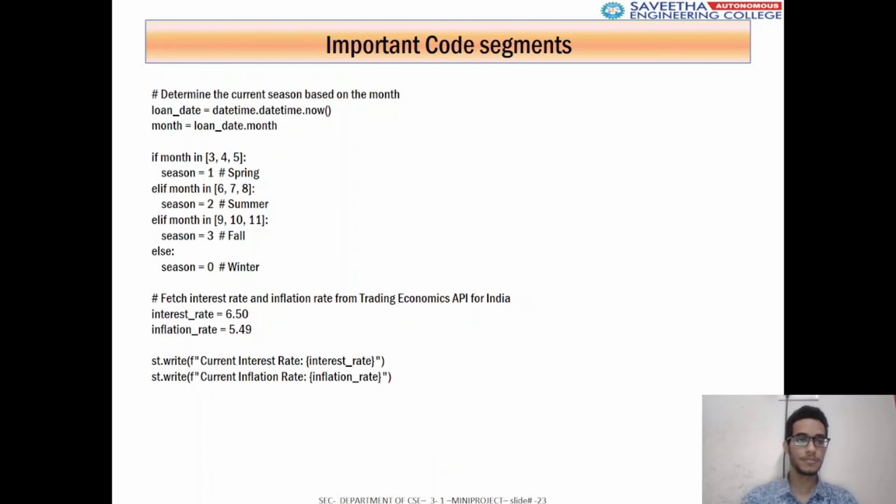In this code, we are implementing seasonal analytics. For example, if the month is 3, 4, or 5, then it can be considered as spring. So in this form, we are categorizing the season, and we are also integrating interest rate and inflation rate for testing purpose.